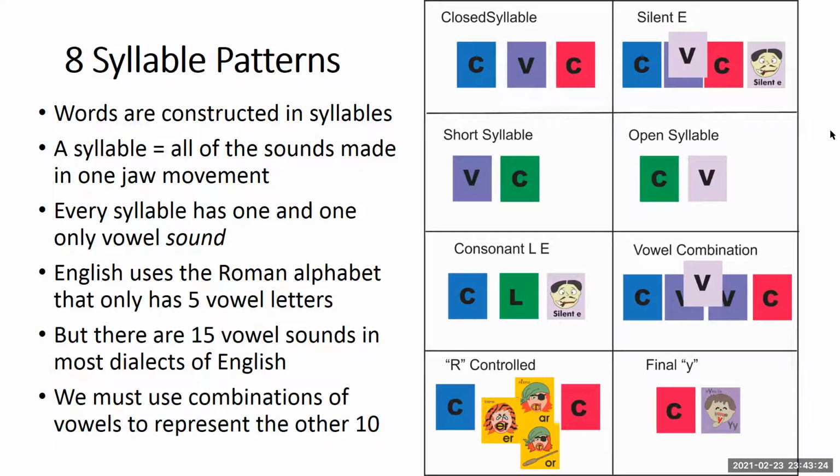If you look on the right, these are a picture of those syllables. We have a consonant, vowel, consonant, vowel, consonant, silent E. You'll notice that the vowel is a lighter color. That means it's going to be a long vowel. A short syllable, vowel, consonant. An open syllable, which is the opposite, consonant, vowel. And when the vowel ends the syllable, then it's going to be long. Consonant L plus silent E. A vowel combination, consonant, vowel, vowel, consonant, in which case, once again, the vowel is often long.